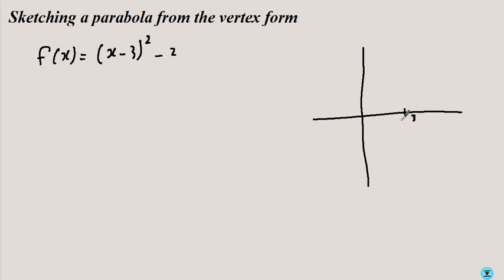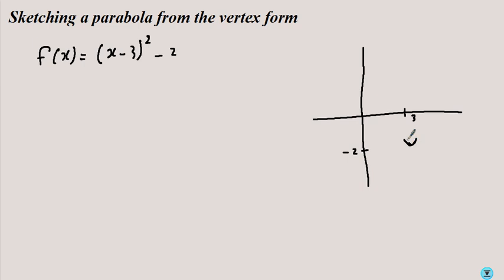So if this is 3, this is negative 2, this is our vertex. A here is positive 1. But since A is positive, then our parabola is concave up. So it's going to be something like this.